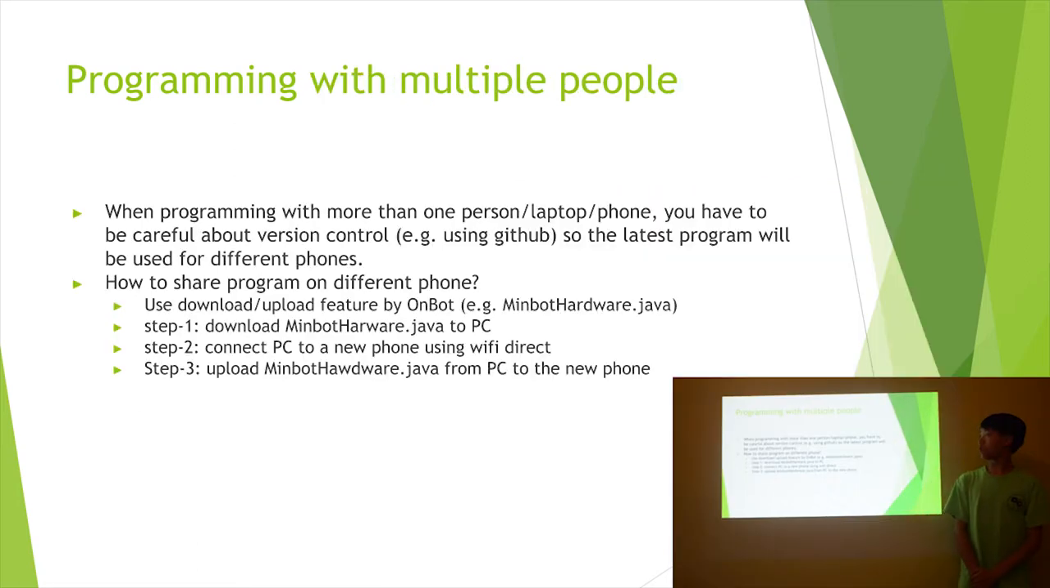So when you're programming with multiple people and have multiple phone sets and computer sets, you have to be very cautious about version control and maintaining the most updated version of your program on all of the computer and phone sets. So to share programs on different phones, first you need to download the program onto your computer or PC, and then from there upload it to the new set. This should basically transfer the program onto the other phone that you'd like it to be on.